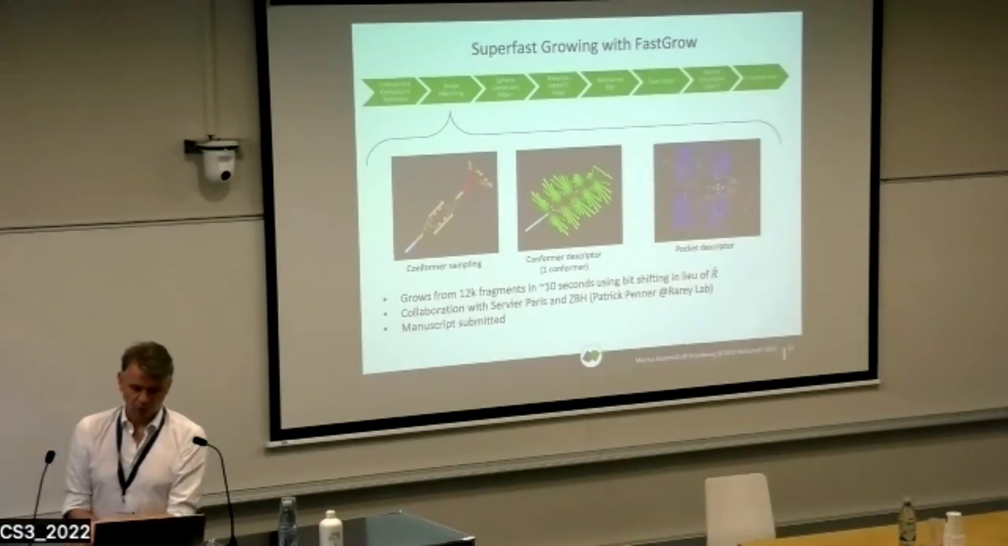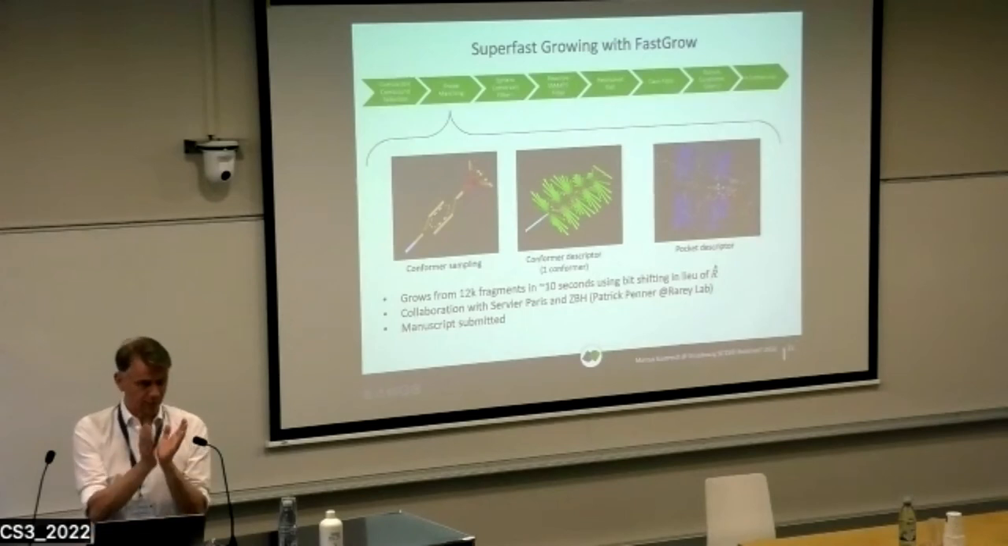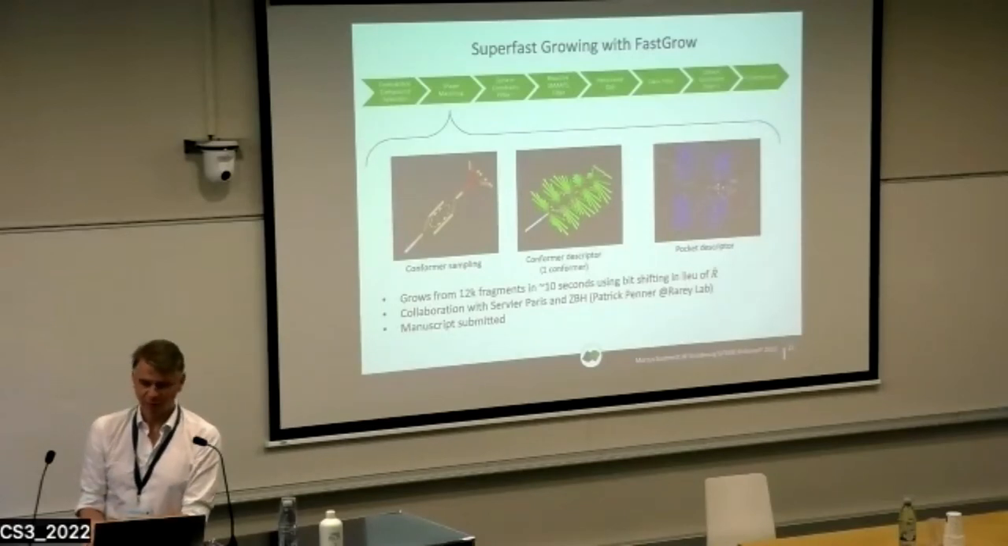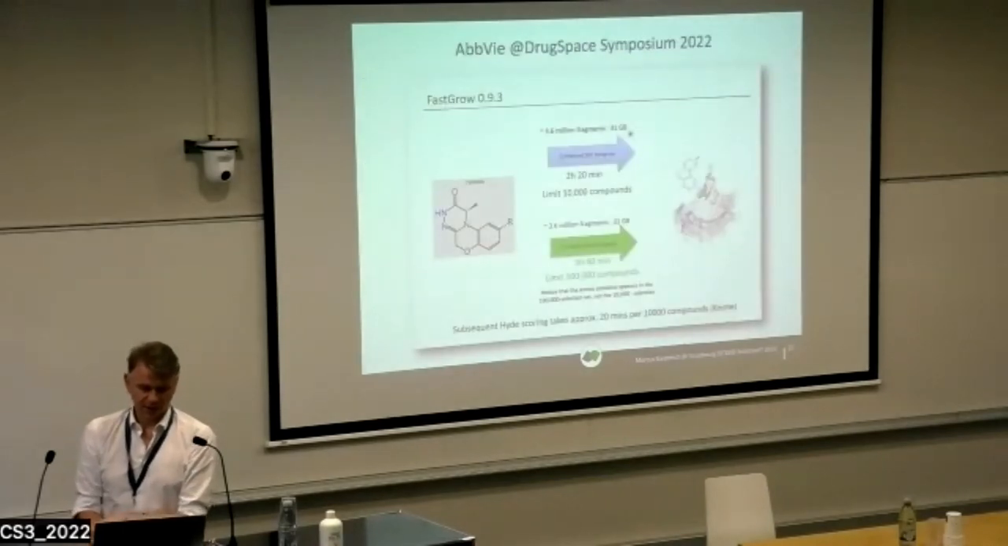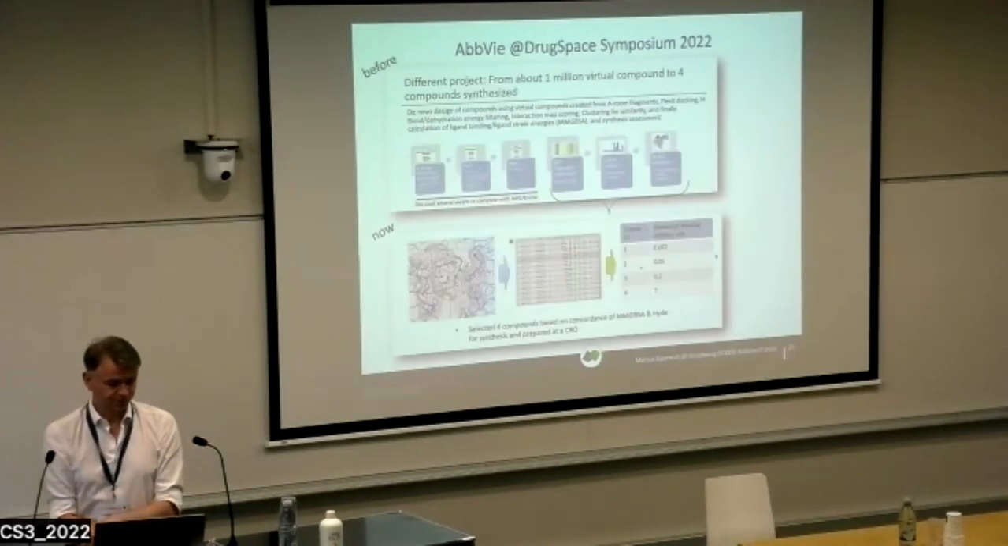But instead of using a rotation operation, a rotation matrix to be multiplied with the coordinate vectors of your atoms, Patrick Penner in Matthias's lab came to the idea to just do bit shifting, and then every bit shift corresponds to an angle of X degrees. And that way makes it so super fast. And again, 3 million fragments explored in just 2 hours was totally unthinkable before. And what comes out is actually actives in the end, very quickly.